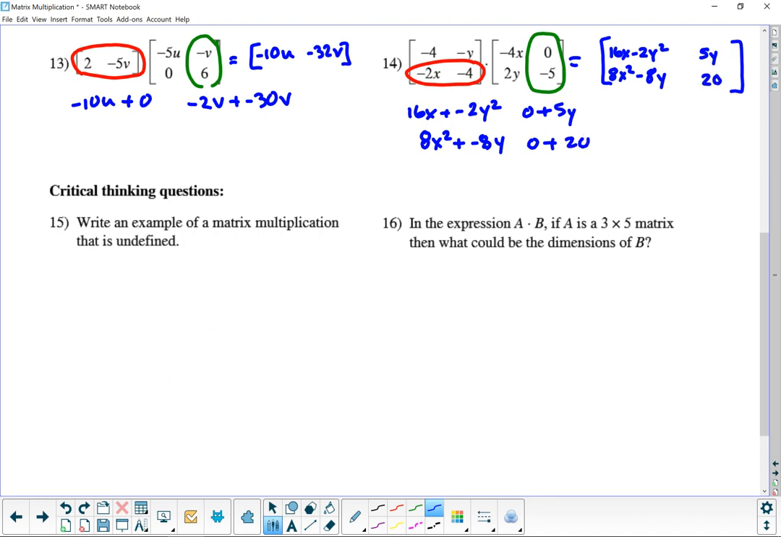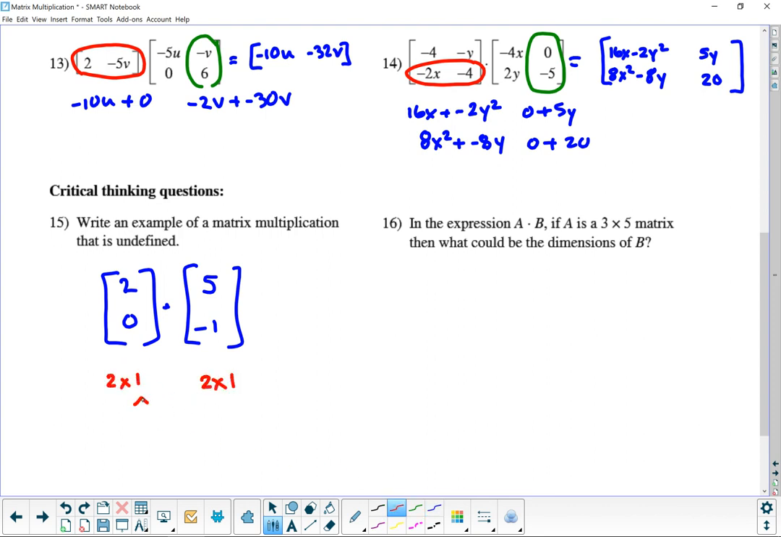Okay. Write an example of matrix multiplication that is undefined. And you saw one earlier. Just got to make sure that they don't work out. So an example would be, let's call it a 2 by 1. So let's go 2 and 0 multiplied by another 2 by 1, 5 and -1, and that's undefined because this is a 2 by 1 and this is also a 2 by 1, which if you look at the inside dimensions, they don't match. So this is equal to undefined.